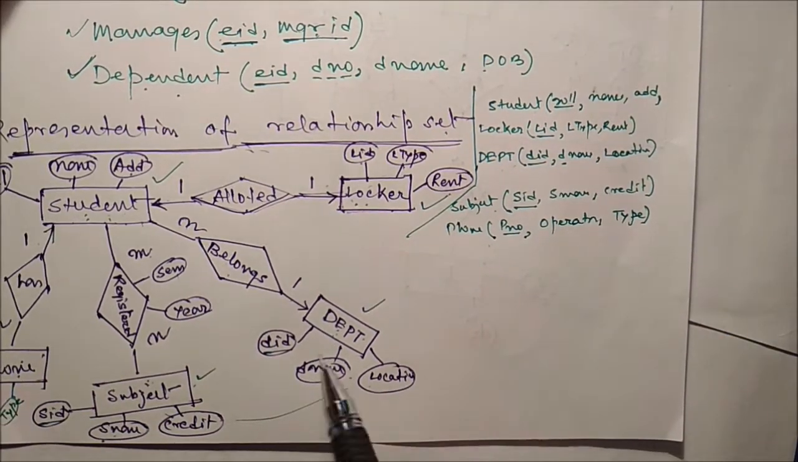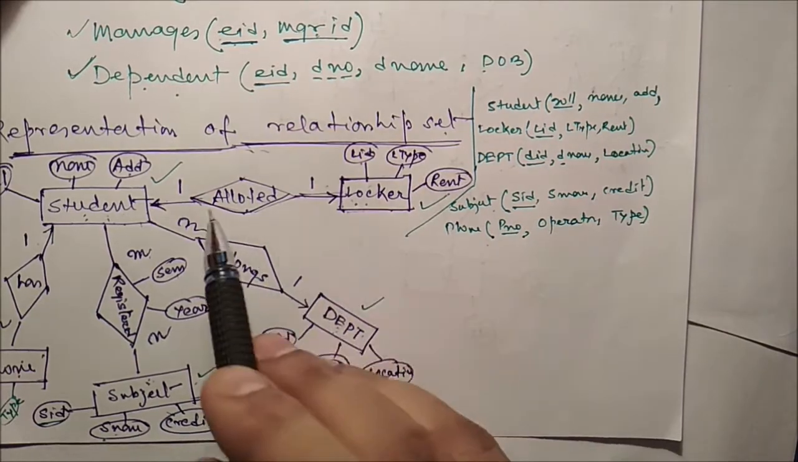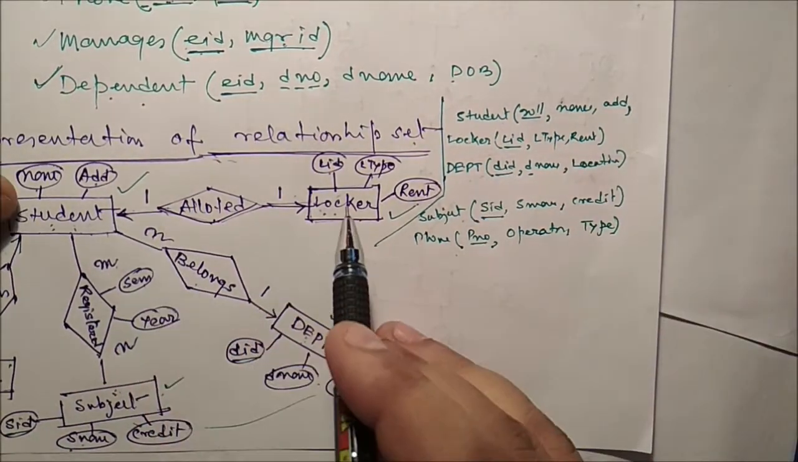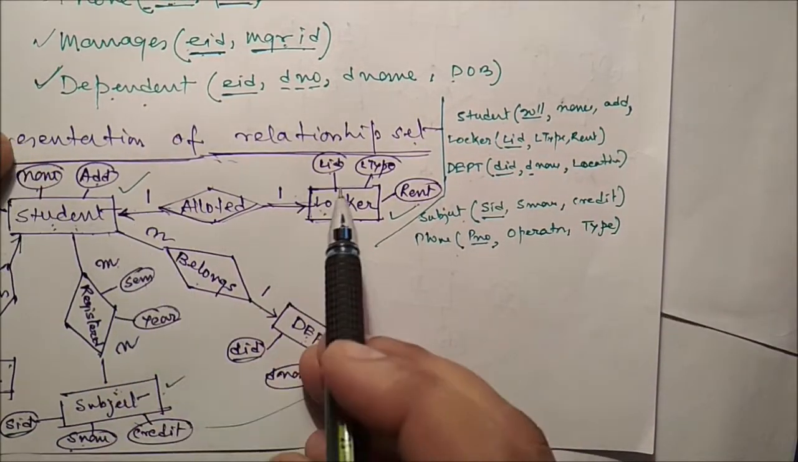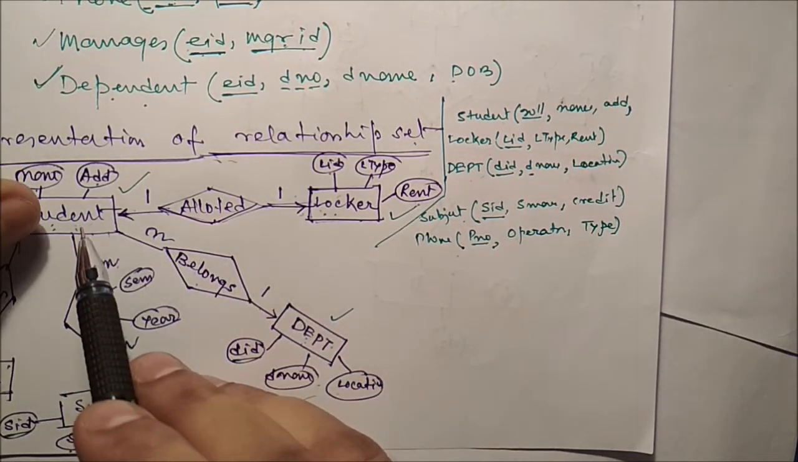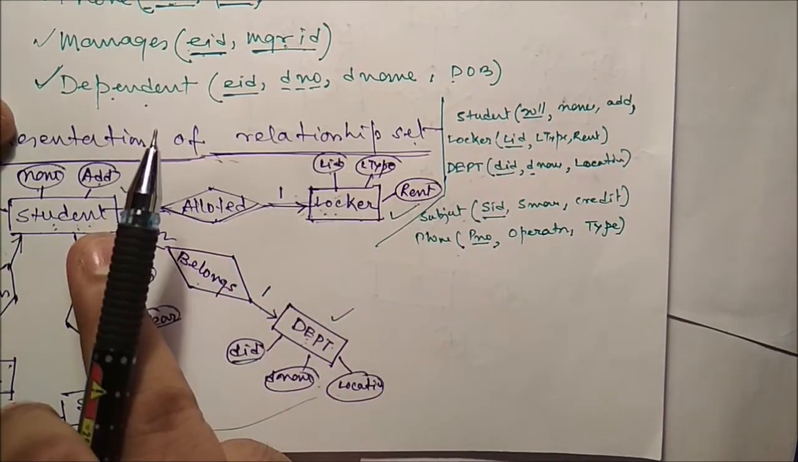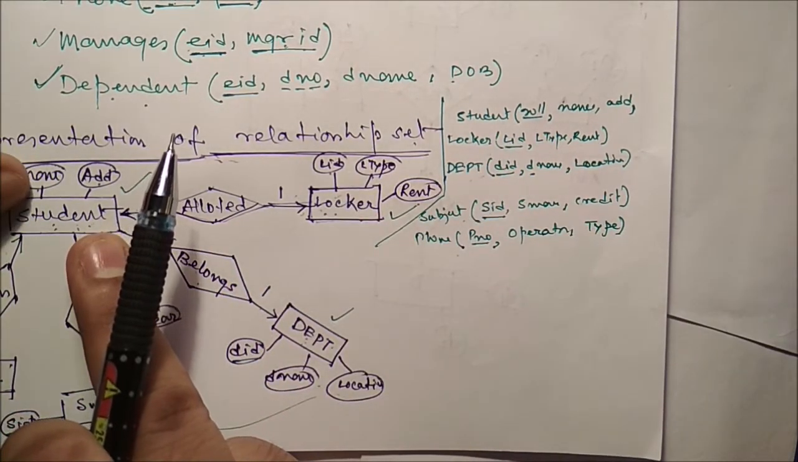Now we see one by one the relationship sets, because our aim is to name the relationship set. So it is a locker. It is 1:1. If it is 1:1, we have to put the foreign key in any one of these particular tables. Now here you can put the locker ID, or here you can put the roll number of this particular student. Are you getting this one?